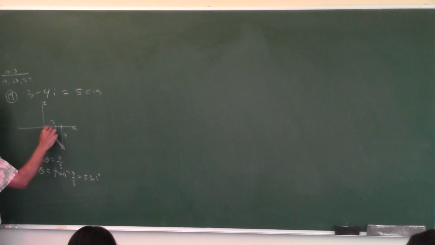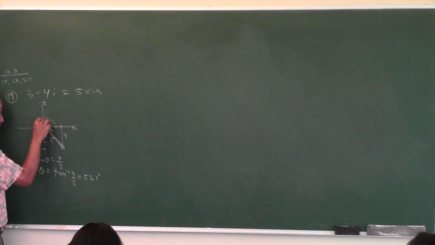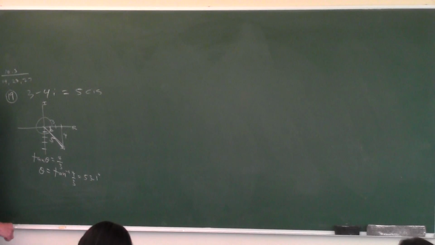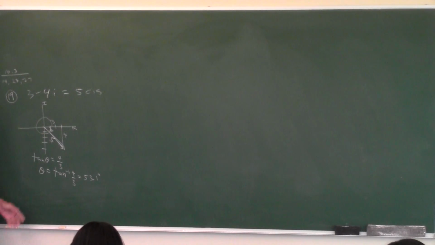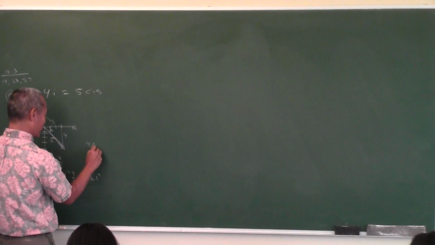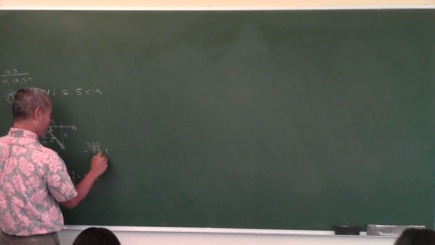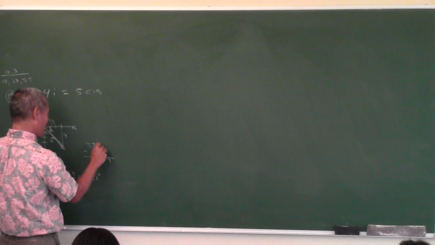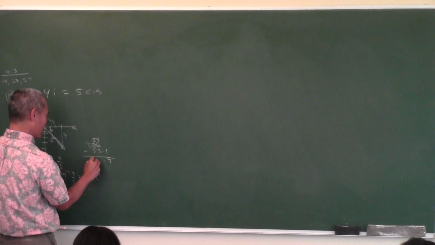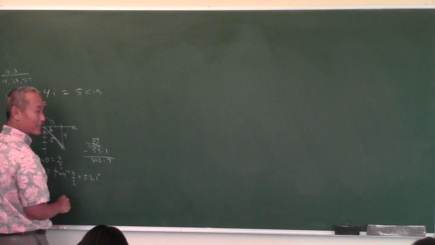So, if this angle is 53.1 degrees, what's the angle going all the way around like that? 360, wouldn't it be, minus. Yeah, 360 minus that. So, what is 360 minus 53.1? You gotta borrow, so this can become 59, so it can be 306.9 degrees.